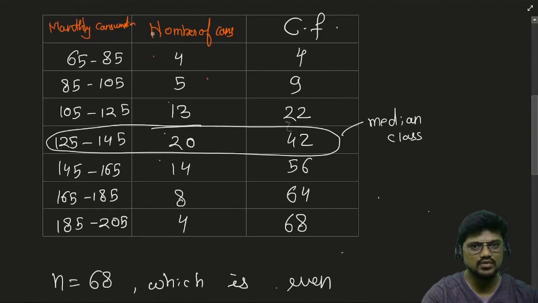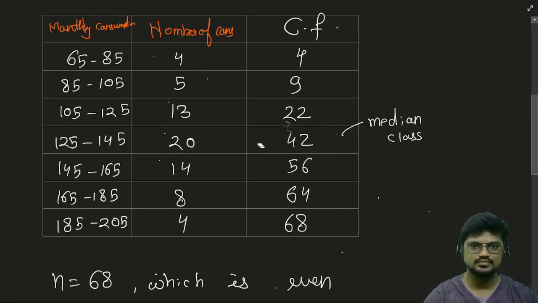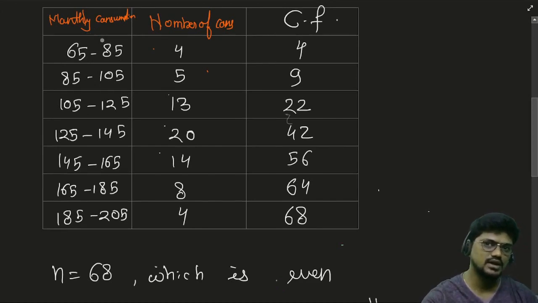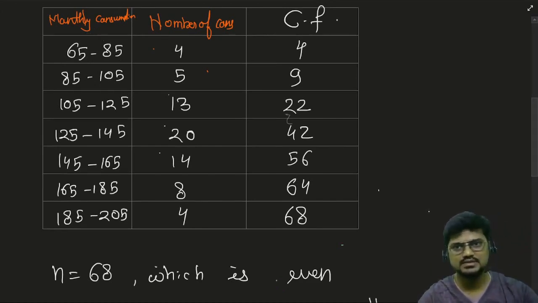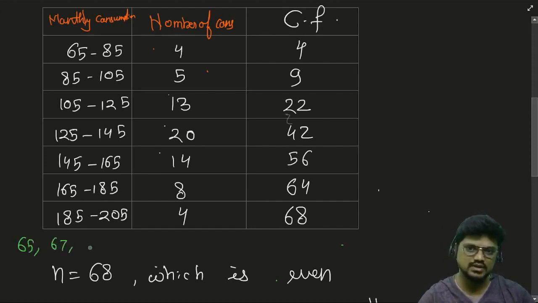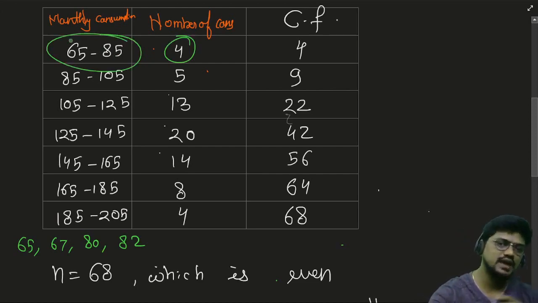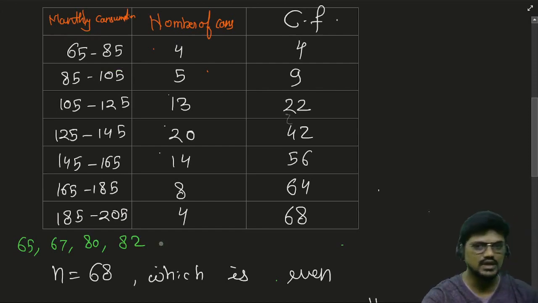Now, as you can see, the cumulative frequency, see the 22nd observation. Suppose I don't know where the median is. What I know is that the first four readings are from 65 to 85 monthly consumption. The first four readings can be like this: the first is 65, then 67, then 80, and then 82. This is how you will have the first four readings. This is just random data which I'm writing for understanding purposes. Then there are five readings from 85 to 105, so again I'll write 86 and 87 and so on.